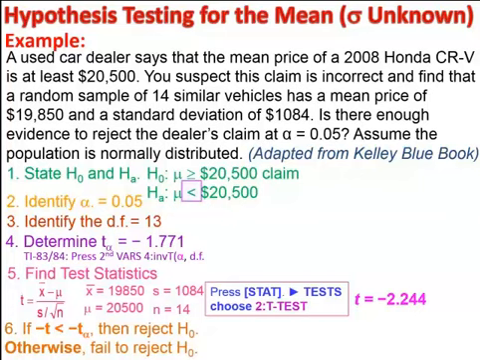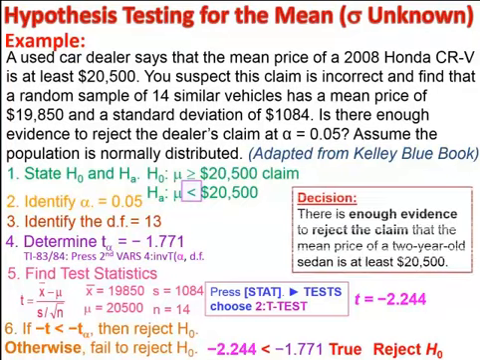Otherwise, you're going to fail to reject. So I'm testing here, is a negative 2.244 less than a negative 1.771? And in this case, it's true. A negative 2.244 is less than a negative 1.771. And because it's true, that means that I am going to reject the null hypothesis. So I'm rejecting the null.